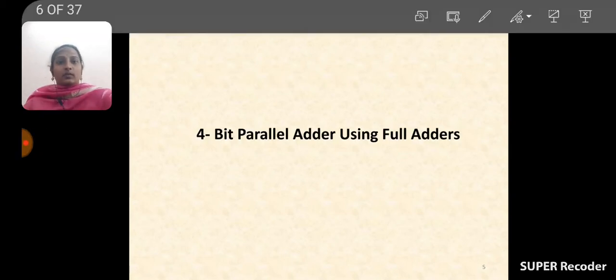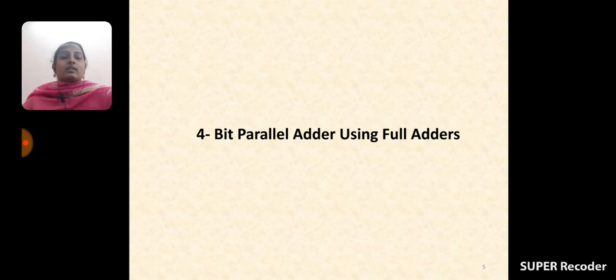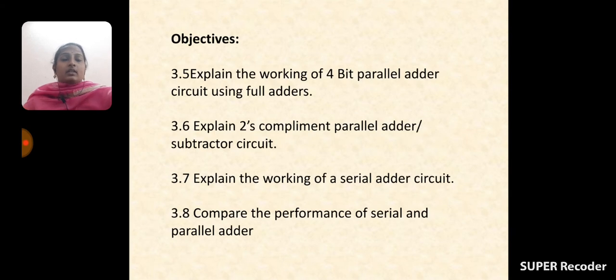Good afternoon, everyone. So now we are discussing adders. In our last class we already discussed the half adder and full adder, but now I would like to explain the parallel adder.